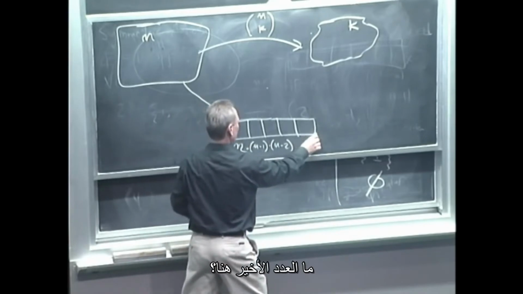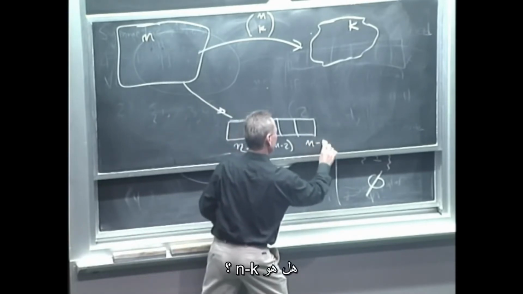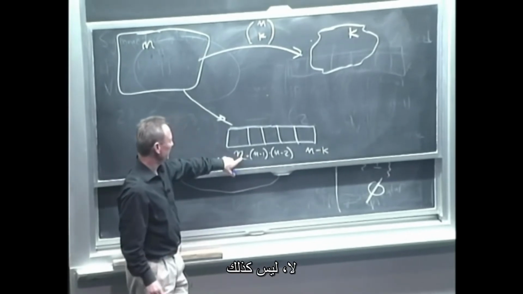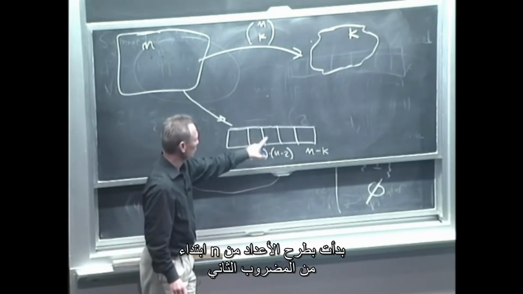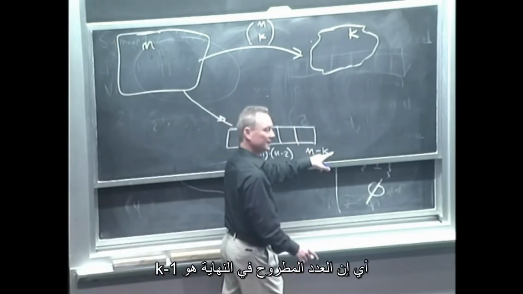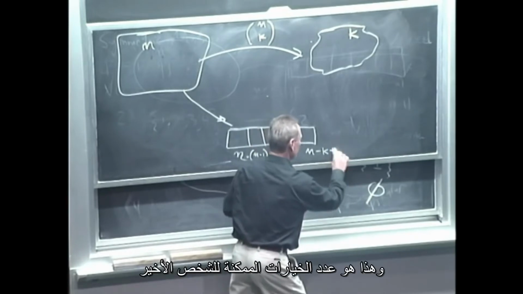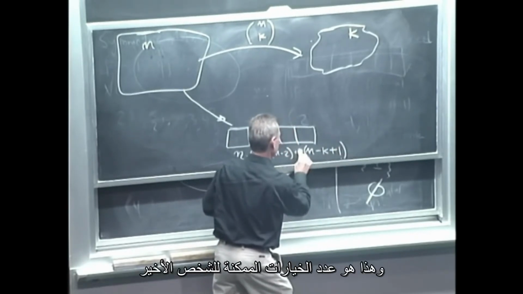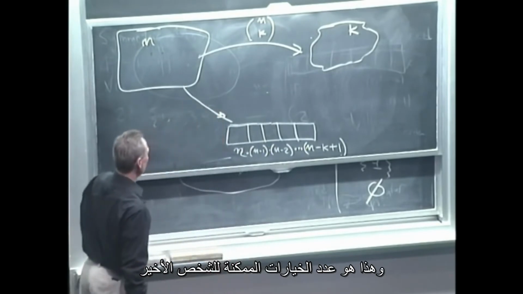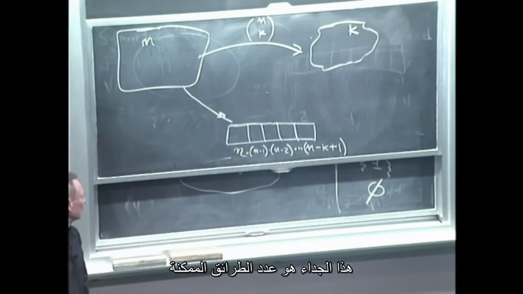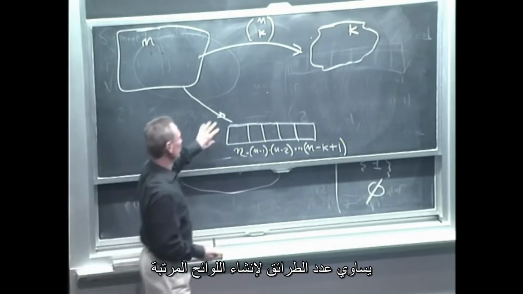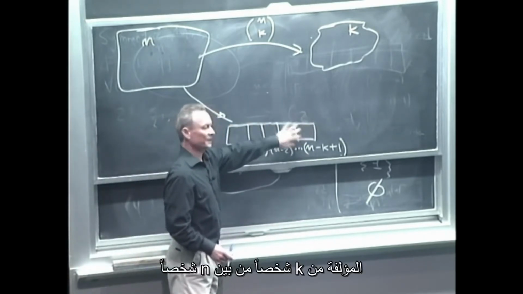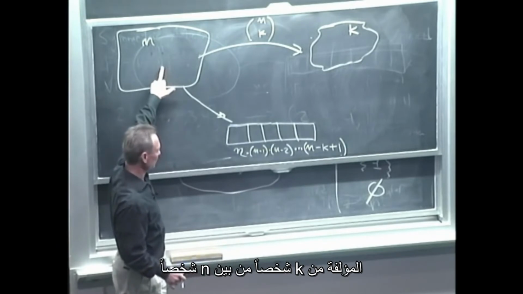Well, what is going to be the last number? Is it n-k? Well, not really. I'm starting subtracting numbers after the second one. So by the end, I will have subtracted k-1. So that's how many choices I will have for the last person. So the product of these numbers gives me the number of ways that I can create ordered lists consisting of k people out of the n that we started with.